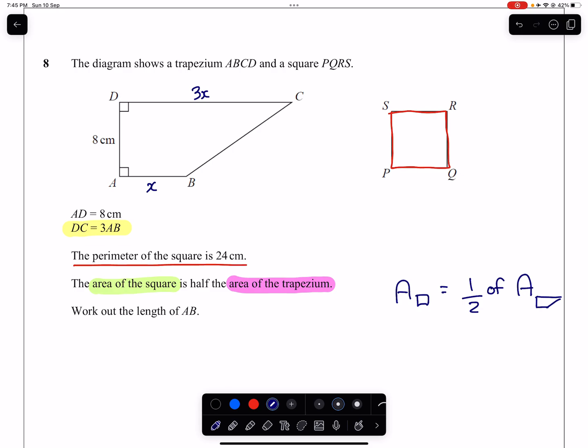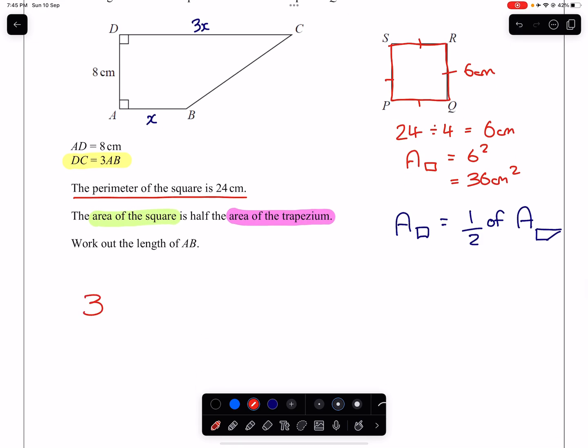So we start off with the fact that the perimeter of the square is 24. 4 equal sides, we can divide that by 4 to get 6 centimeters for each length. And from that, we can then get this area of the square by doing 6 times 6, which gives us 36 centimeters squared. So we know that the area of the square is 36 centimeters squared. We then got half of the area of the trapezium.